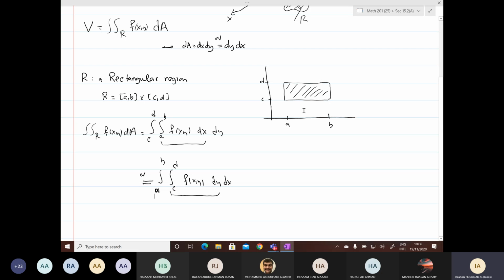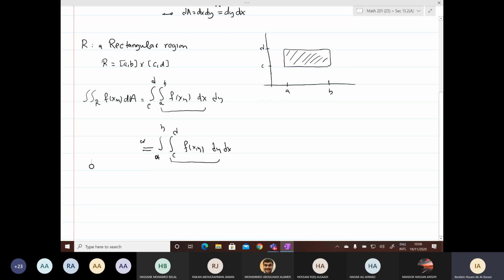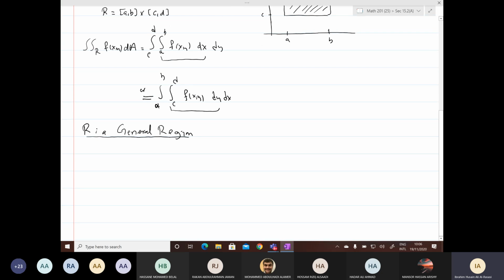Now we start new material. We choose a new type of region, a general region R. And we have two basic cases.